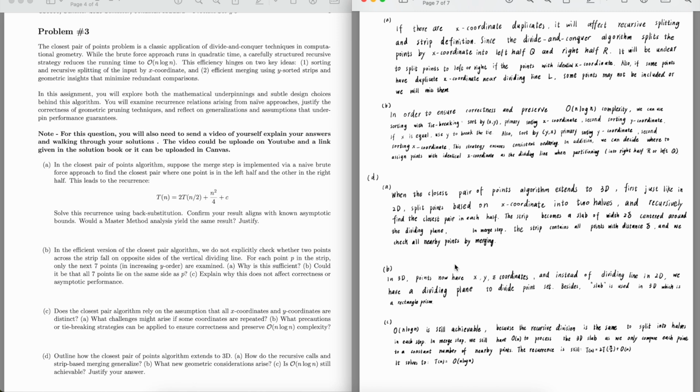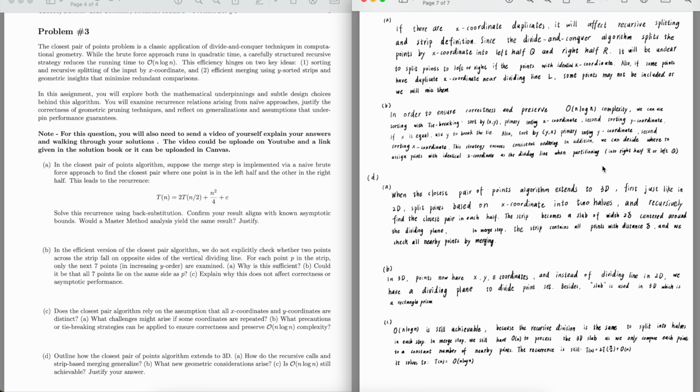If there are duplicate x coordinates, it may affect recursive splitting and strip definition. Since the divide and conquer algorithm splits the points by x coordinate into left half Q and right half R, it will be unclear how to split points into left and right if the points have identical x coordinates. Also, if some points have duplicate x coordinates near the dividing line L, some points may not be included or may be missed.